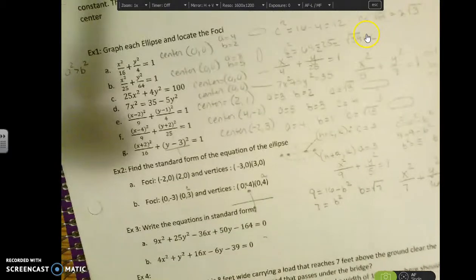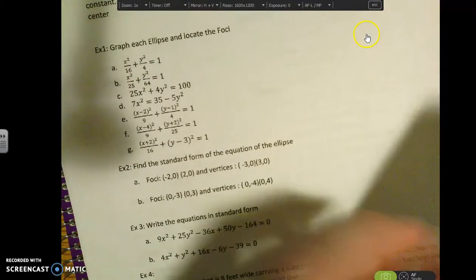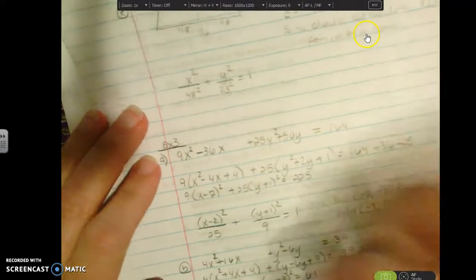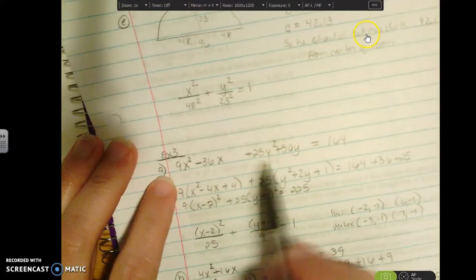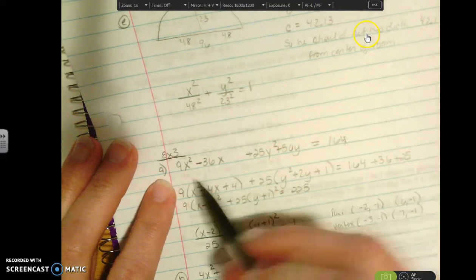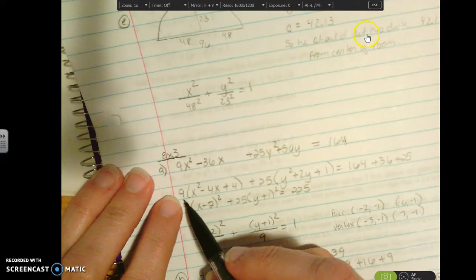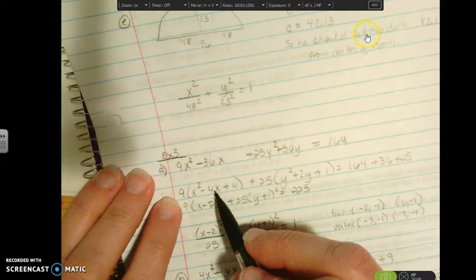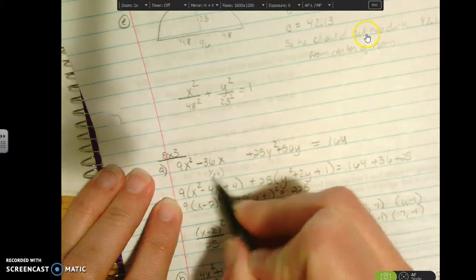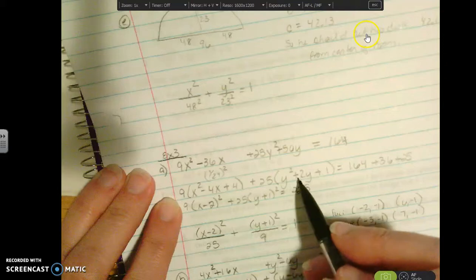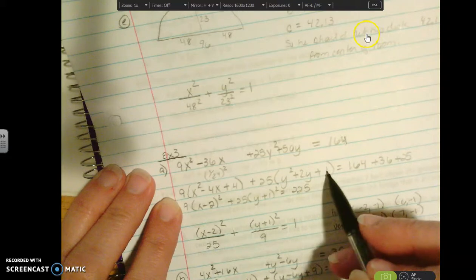So let's do an example of putting an equation in standard form. So here we have an example like that. So we started off like we did with the circles, and we rearranged the problem and put the x's and the y's together and my number on the opposite side. Now I want to complete the square, but I have to have a 1, so I'm going to factor out the 9, and I'm left with x squared minus 4x. And when I complete the square on this, half of 4 squared equals 4. And now I'm going to factor out the 25, and I got y squared plus 2y, and then I complete the square and I get 1.